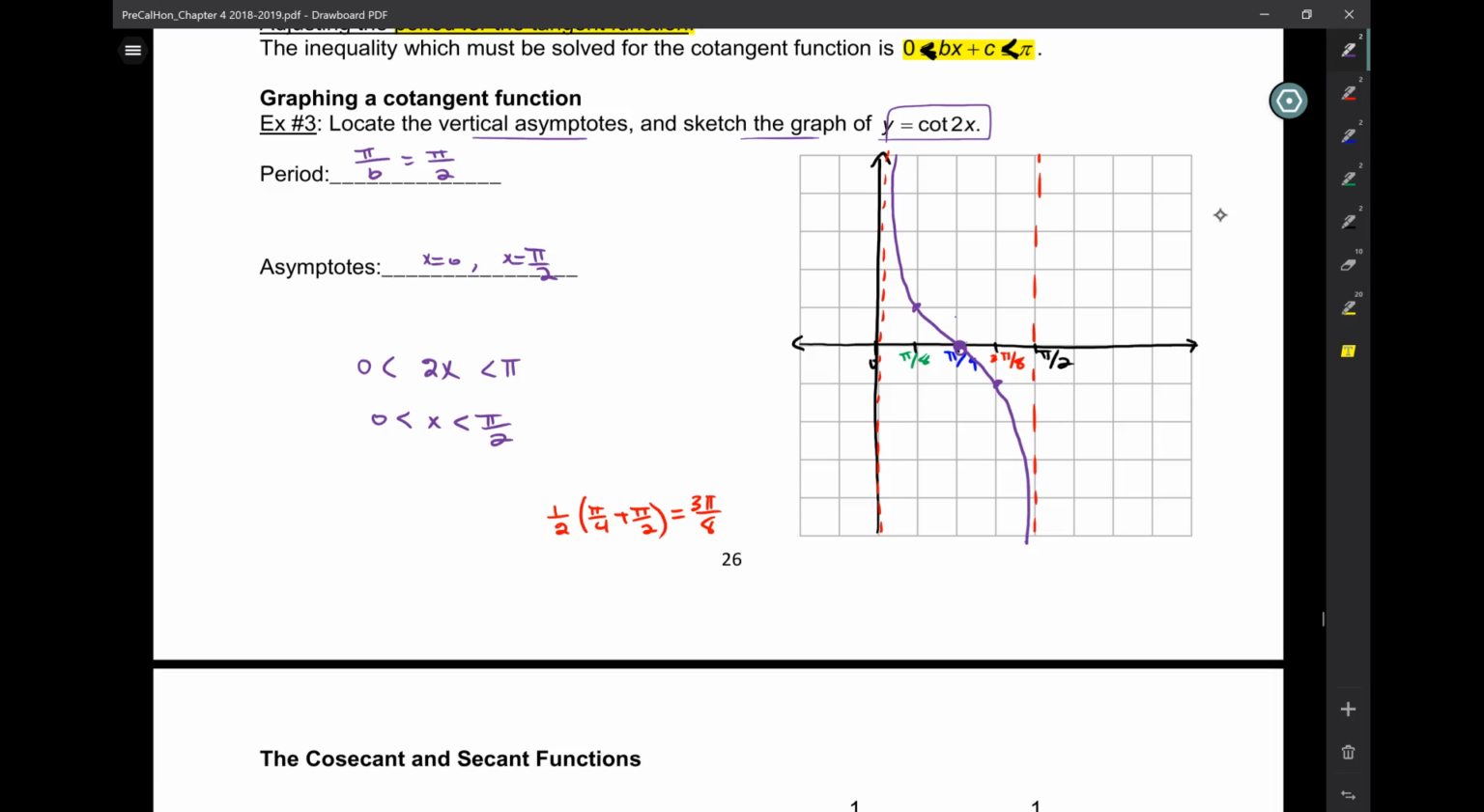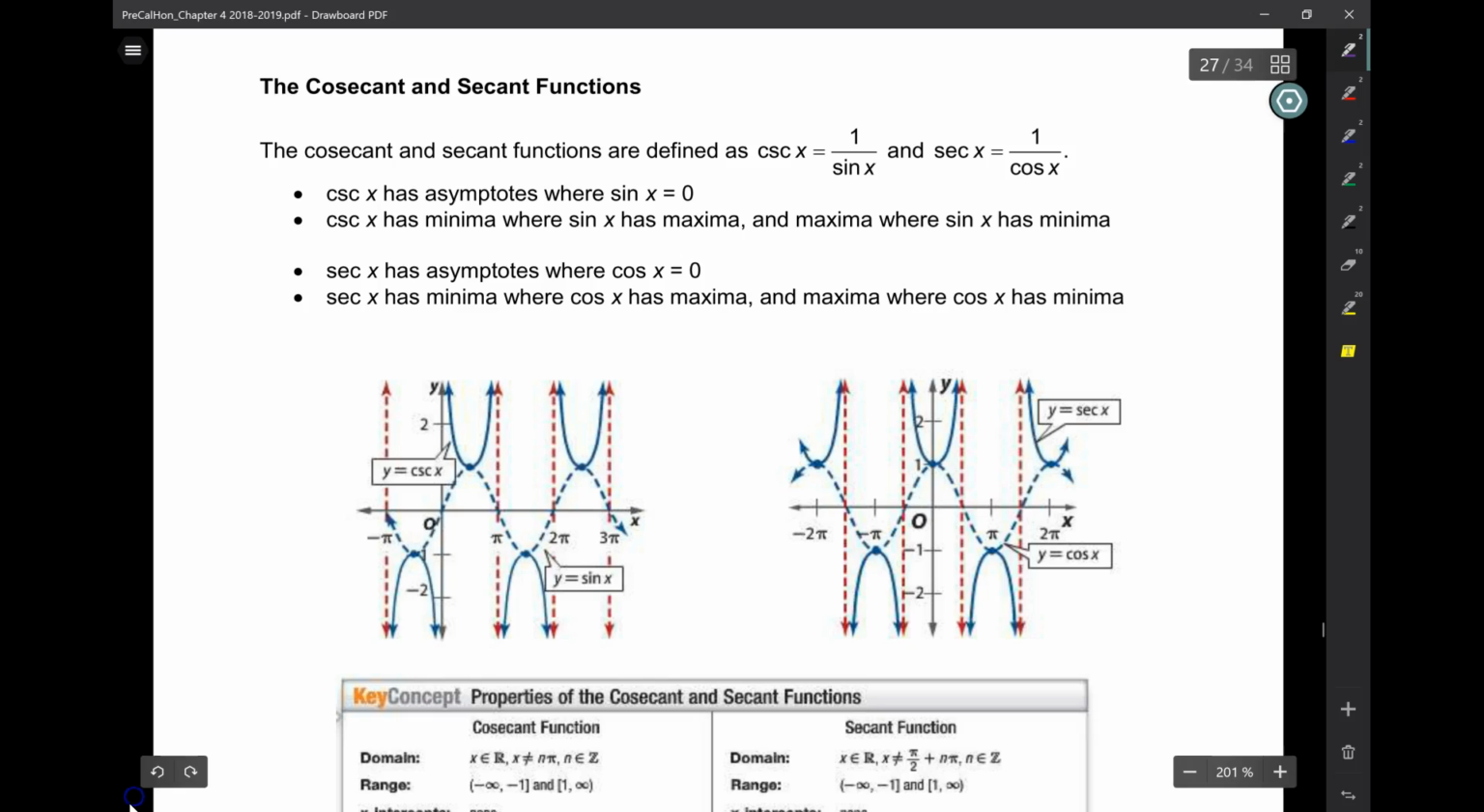Correct. It looks like a tangent. So what Rachel said is it looks like a tangent with a reflection around the x-axis. And there's also a shift because that used to go from 0 to pi over 2. Yeah. Let's do secant and cosecant.